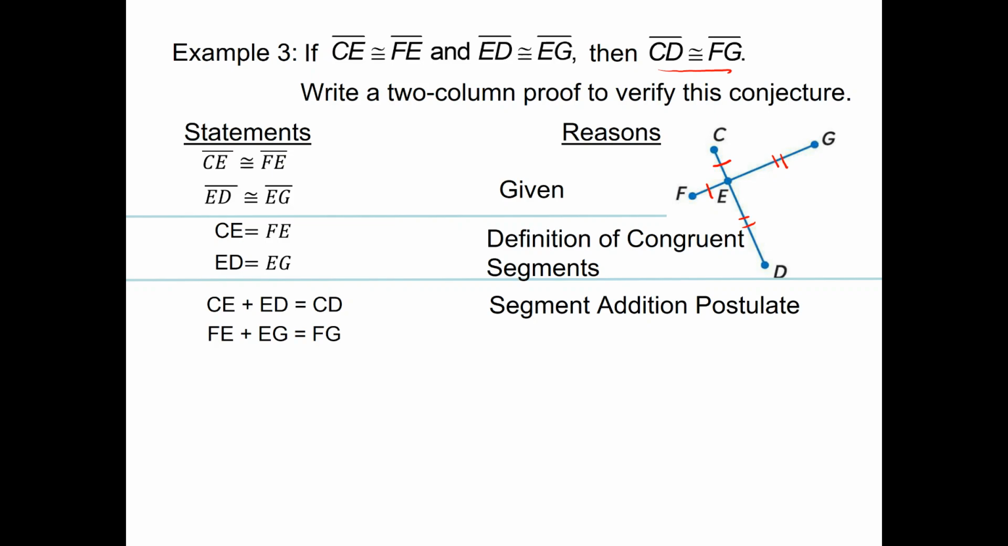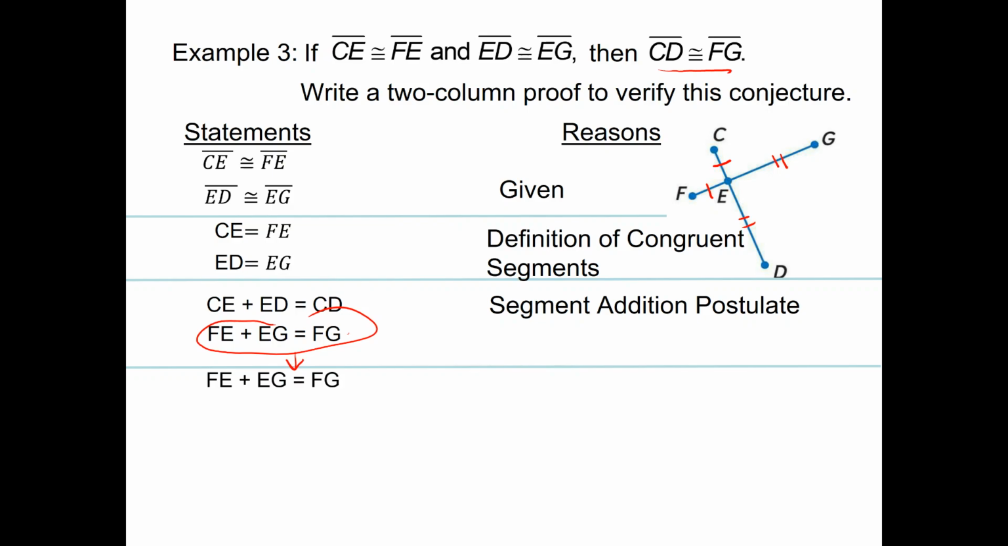So CE plus ED equals CD, that's the top one. The bottom one here is that FE plus EG is equal to FG. Now, the reason I did that there is I want to show you what I'm doing on the next line: I'm just going to first off take my original statement here and bring it down.